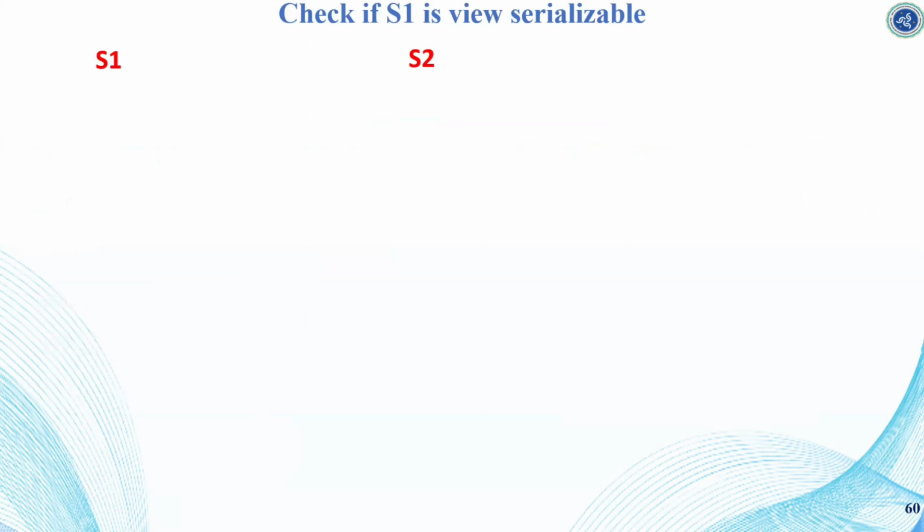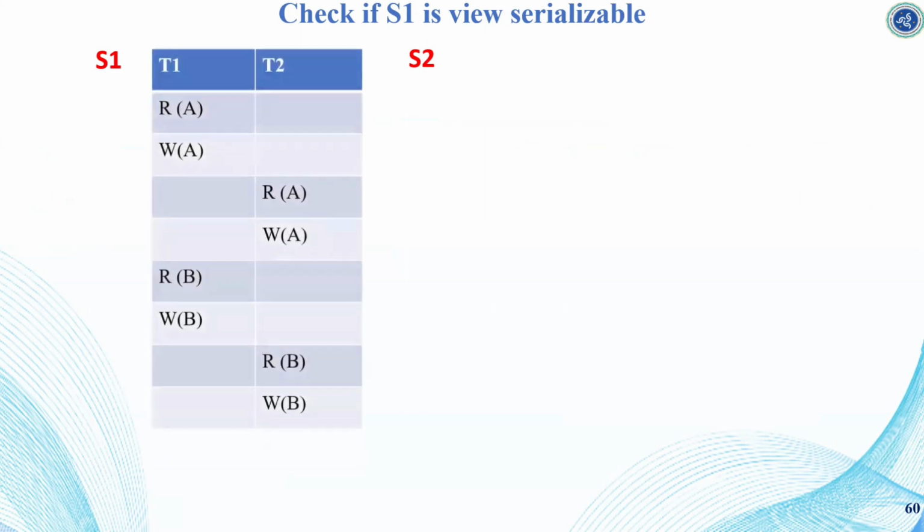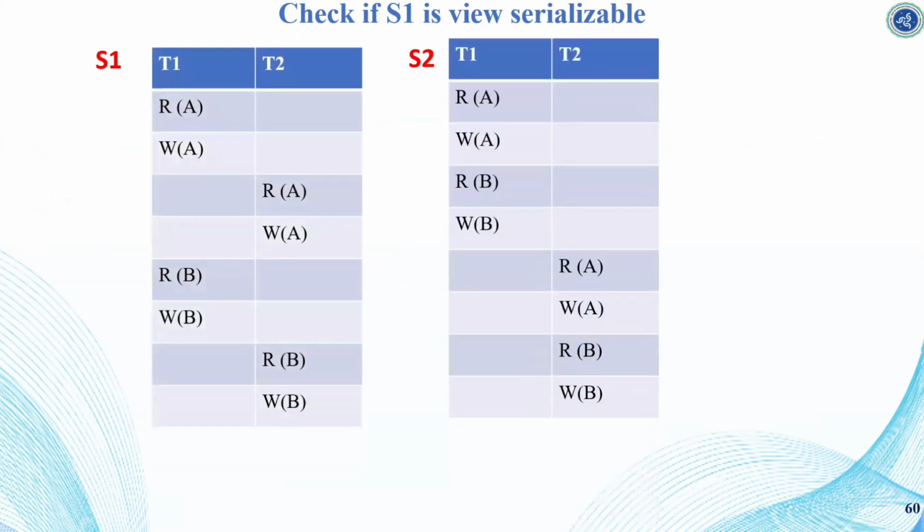So next we can see whether it is view serializable or not. Check whether the given schedule S1 is view serializable. For that, we need to check view equivalence. Here this is the given schedule S1 and this is S2. First, what should be the first thing? That is, to find out the read operation. Here in this case, the read operation is done by T1. The initial read in S1 is done by T1.